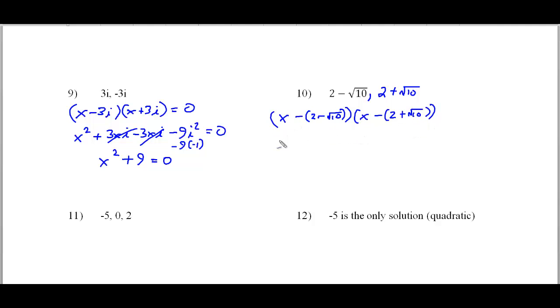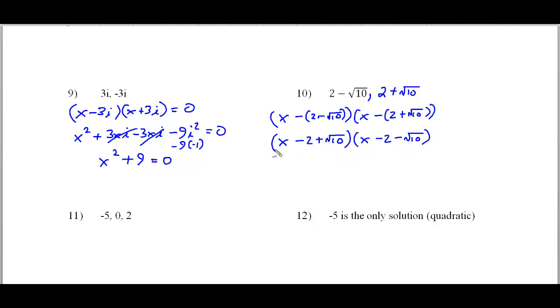Now we have to simplify this a little bit. This is going to be x minus 2 plus the square root of 10. That's in the first parenthesis. Notice how the parentheses are gone now that I've distributed my negative there. And I'm going to distribute my negative here as well. X minus 2 minus the square root of 10.